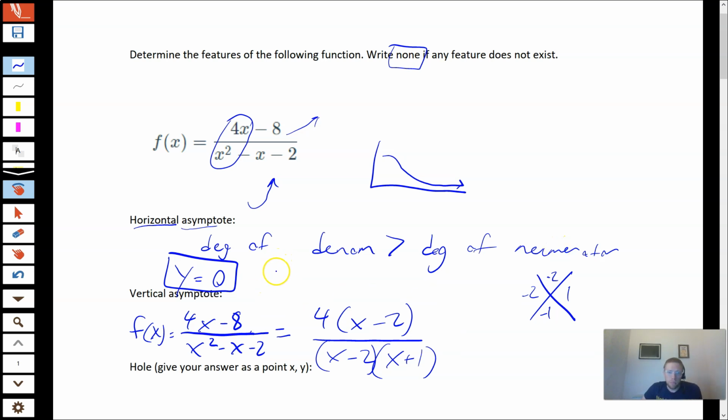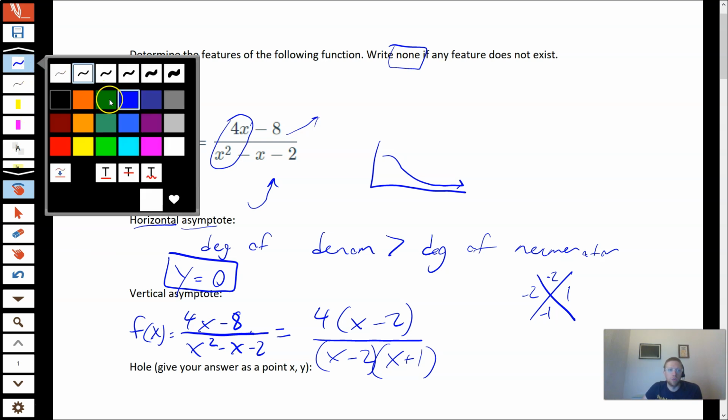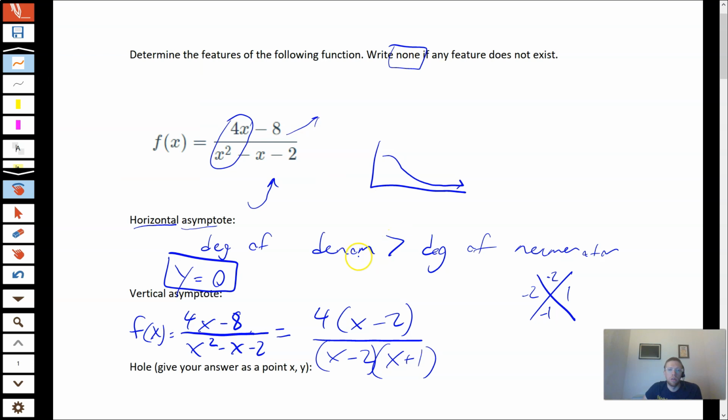Okay. So there's my function, simplified. And remember, the reason we're simplifying is because we're looking for any terms that cancel out. So in this case, obviously, x minus 2 is really just a fancy way of writing down 1, anything over itself. So what's left over is 4 over x plus 1.